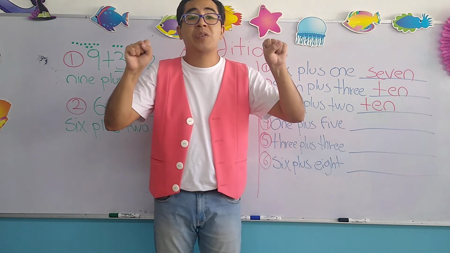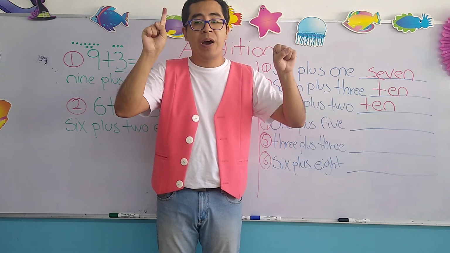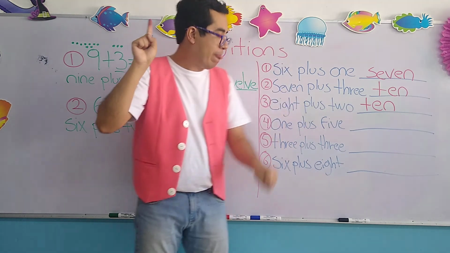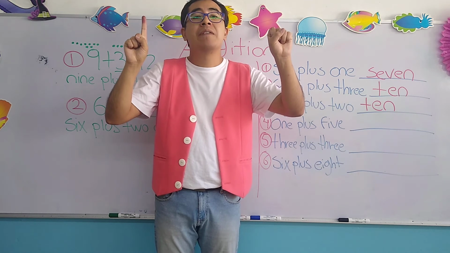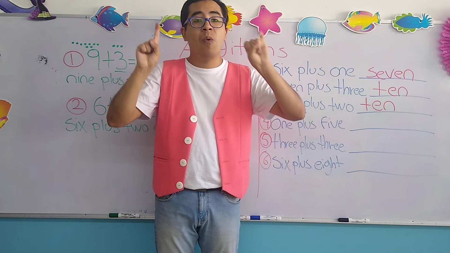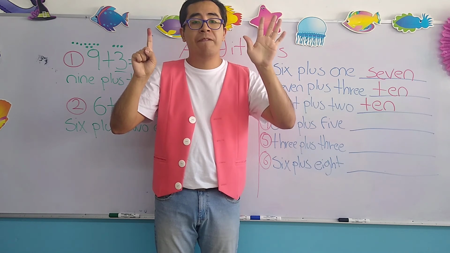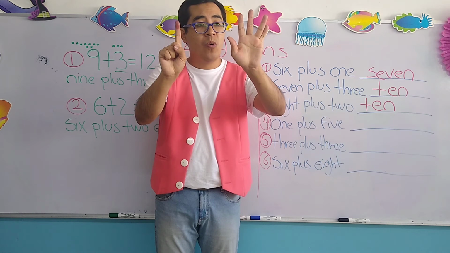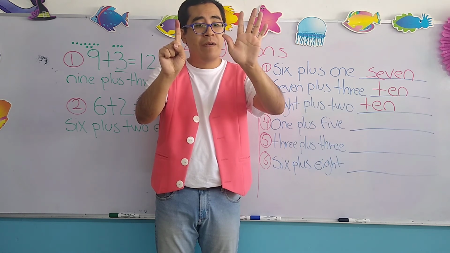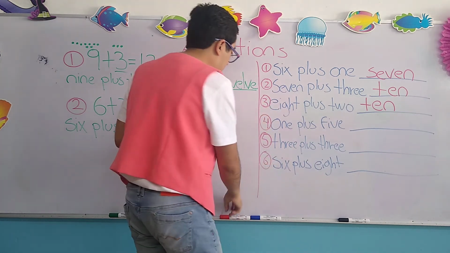Okay, let's continue with number 4. First of all, it says 1. So, in the first hand, only 1 finger. Plus 5. In the second hand, 5 fingers. 1, 2, 3, 4, and 5. So what's the result? 1, 2, 3, 4, 5, and 6. 6 is the result.